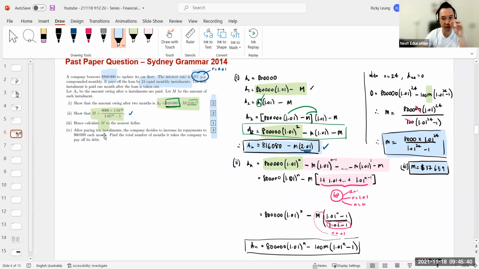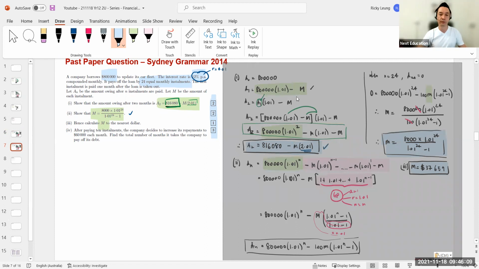Part 4. After paying 10 installments, the company decides to ramp up. It was 37,000, now it's 60,000. So I should be expecting, after 10 installments, that normally it'll take 24 months. I've paid 10 months. I'm expecting it to run off faster than 24, because I'm paying more. So let me copy everything.